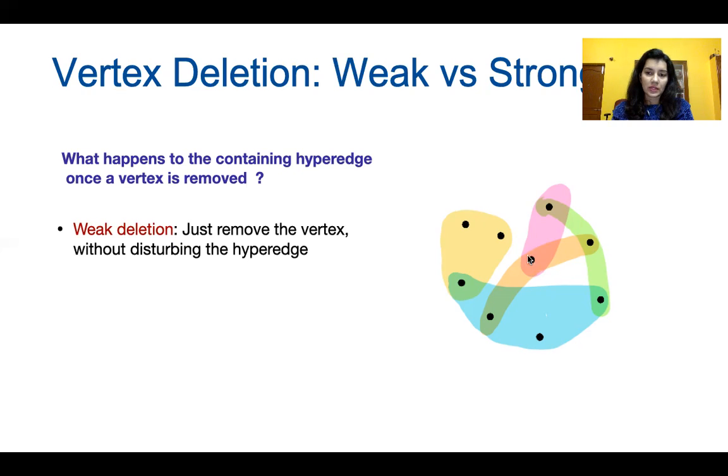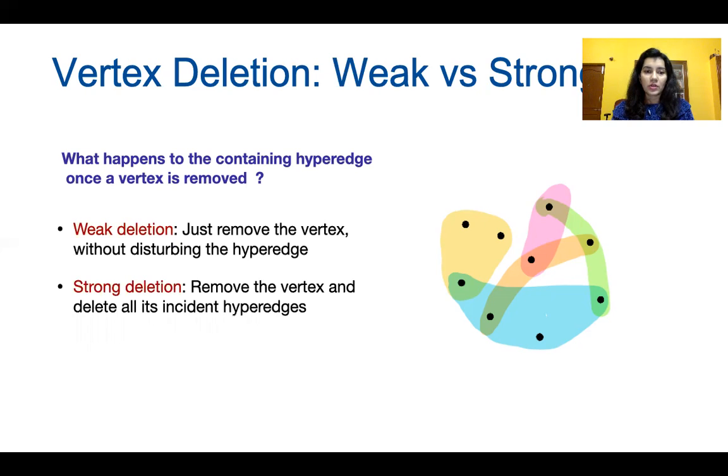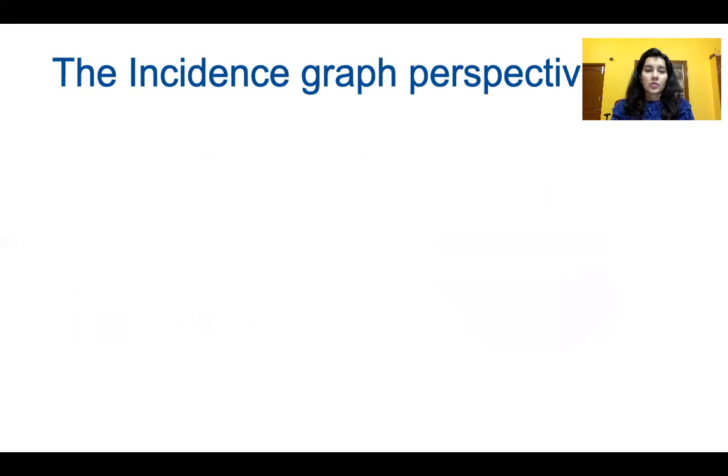Suppose I delete this vertex here, then basically I'll just be reducing the size of these two hyperedges by one. The other one is strong deletion, which is more analogous to the deletion that we have in graph theory. It says to remove the vertex and also delete all its incident hyperedges. So if I do strong deletion of this vertex, I'll also be removing this edge here and also this edge here. Now I talk about the incidence graph perspective.